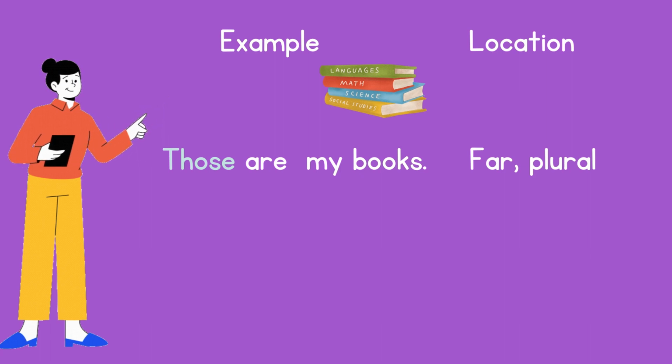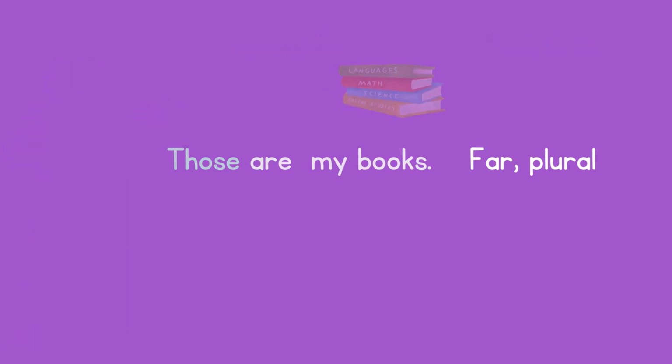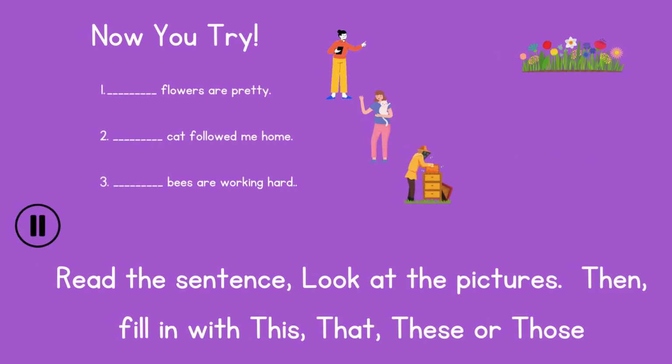With demonstrative pronouns, you must know if the object or objects that you are speaking about are singular or plural, and whether they are near, touchable, or far, pointable. Now you try. Fill in the blanks with the correct demonstrative pronoun: this, that, these, or those. Remember that you need to know if the object is singular or plural, and whether it is near or far.